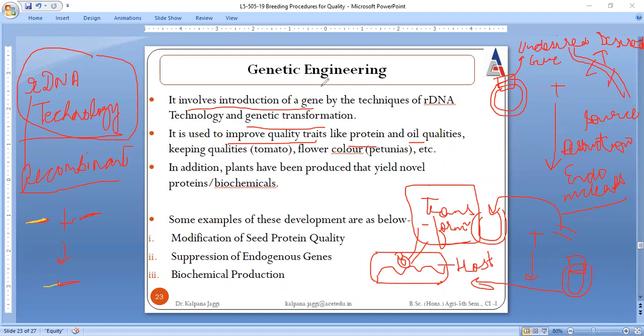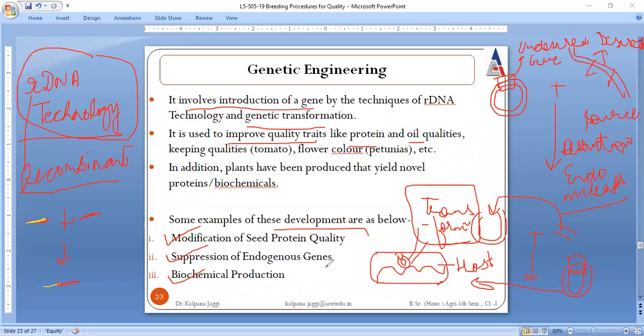But within the genetic engineering, some examples of these developments are also there. Very first is modification of seed protein quality, then suppression of endogenous genes, then biochemical production. So within the genetic engineering, developments can be done by following either of these parameters.